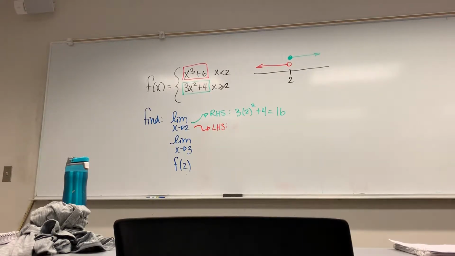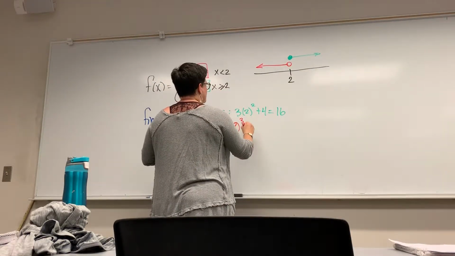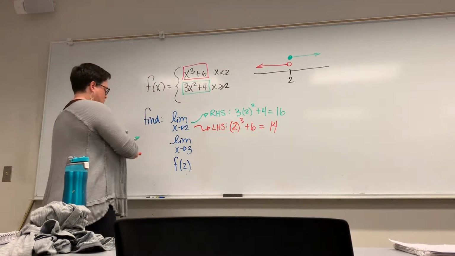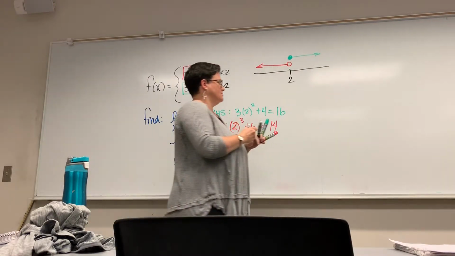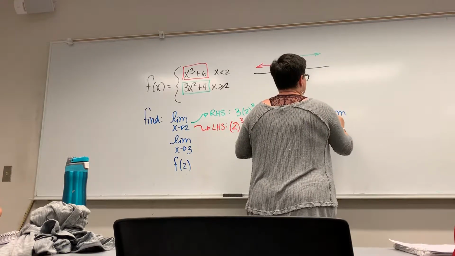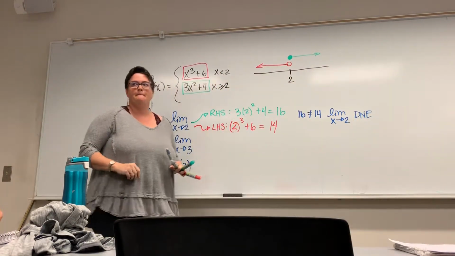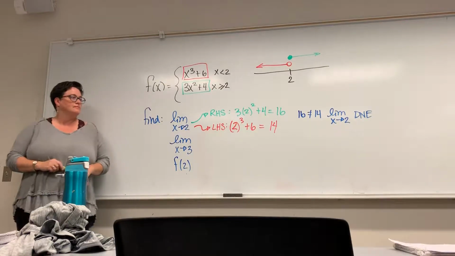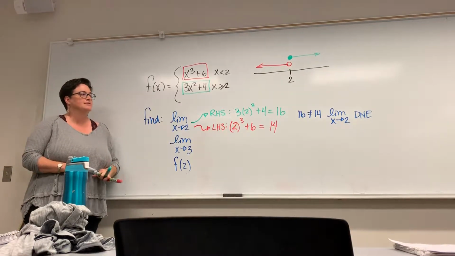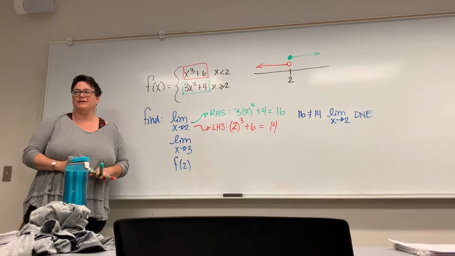The left-hand side, we're plugging into the top function. So that's 2 cubed plus 6 equals 14. Does 16 equal 14? Seriously, 16 doesn't equal 14. So the cars don't crash, so the limit as x approaches 2 does not exist. Okay? Any questions on that? Where'd you guys go off the rails on this one? Anybody?